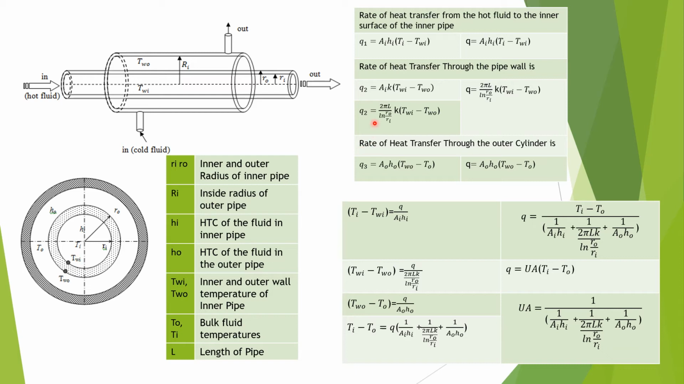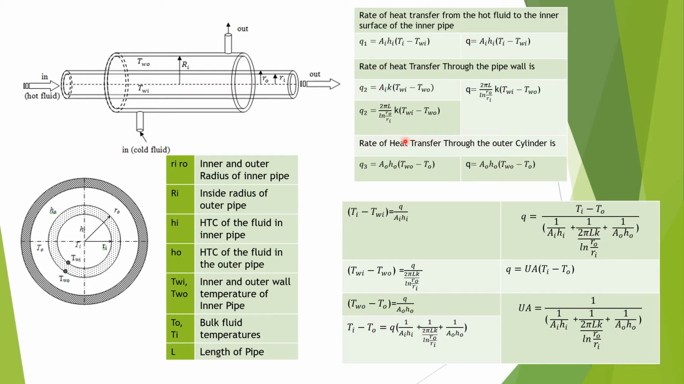And the next step is, instead of using Ai, I have written the formula for the area, that is the formula for this cylindrical surface, 2 pi L upon ln of ro upon ri. Instead of Ai, I have only written the formula for the area and get this equation.